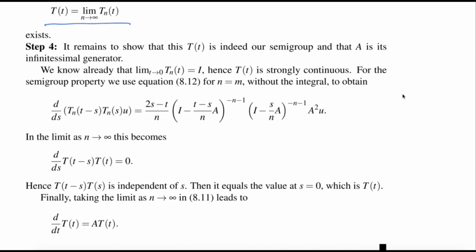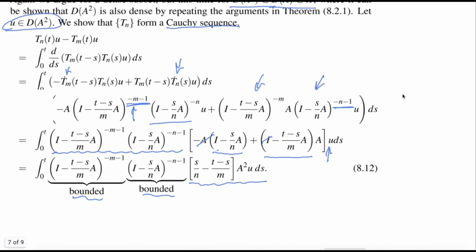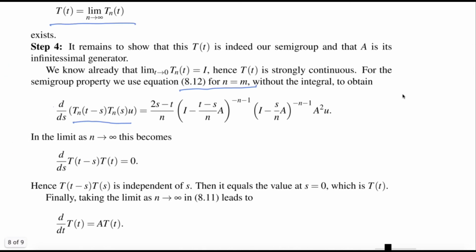So for the semigroup property, we differentiate the integral of Tn(t−s) Tn(s) ds. And we can write this in the following form, using the definition of the T's. Using the relation 8.12 for n equal to m. So where is this? Here's 8.12. So I use this relation without the integral. And I set n equal to m. Okay, so there's lots of stuff going on, but here it is.